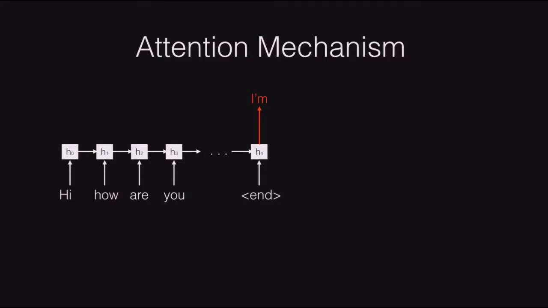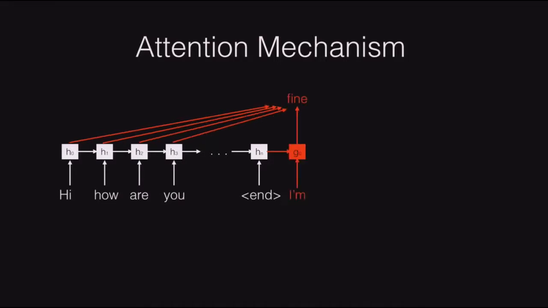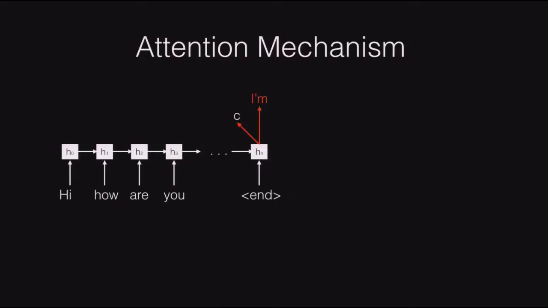In principle, what you want is something like this. Every time before you make a prediction, let's say you predict the word am, you want to look again at all the hidden states so far, at everything you have seen in the input so far. Same when you predict fine: you also want to see all the hidden states of the input so far. Now, how do you do that as a program?